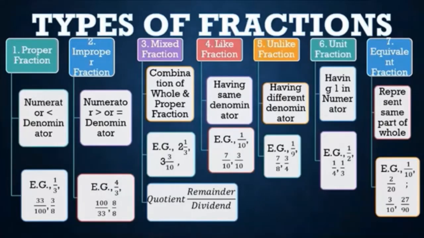Mixed fraction is a combination of a whole number and a proper fraction. For example, 2 1 by 3 and 3 by 10. Number 4, like fractions. That means they have the same denominator. For example, 1 by 10, 7 by 10 and 3 by 10. Unlike fractions have different denominators. For example, 1 by 9, 7 by 8 and 3 by 4. Number 6, unit fractions. That means they have 1 in their numerators. For example, 1 by 2, 1 by 4 and 1 by 3.